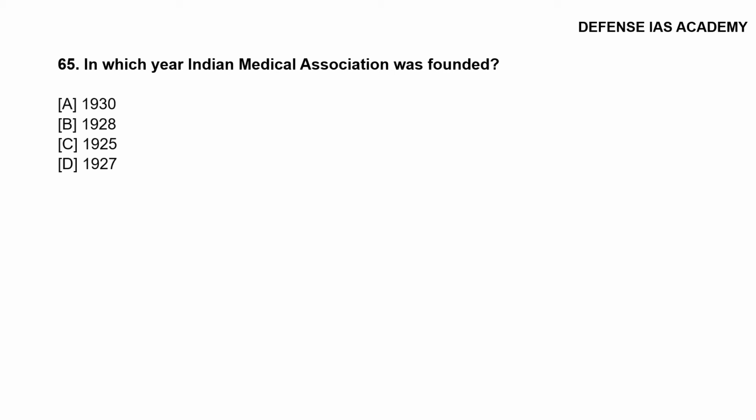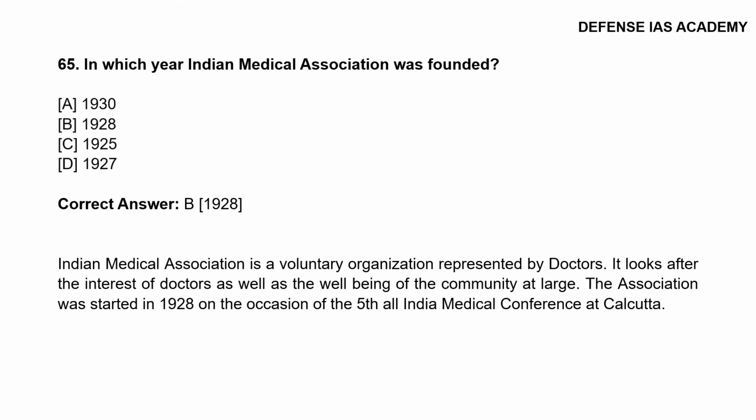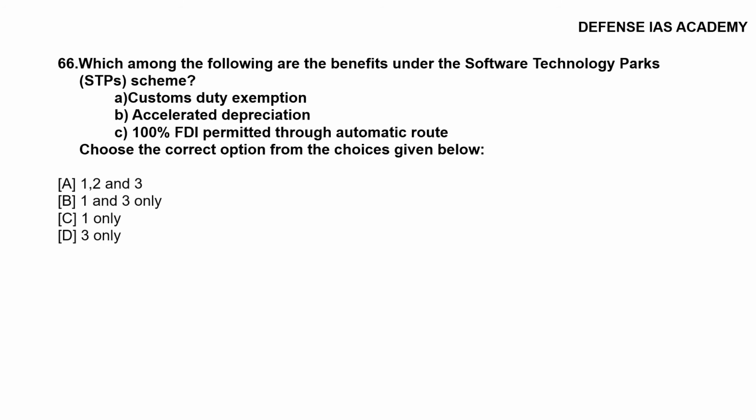Question 65. In which year was the Indian Medical Association founded? The correct answer is option B, 1928. Indian Medical Association is a voluntary organization represented by doctors. It looks after the interest of doctors as well as the well-being of the community at large. The association was started in 1928 on the occasion of the 5th All India Medical Conference, which was held at Calcutta.